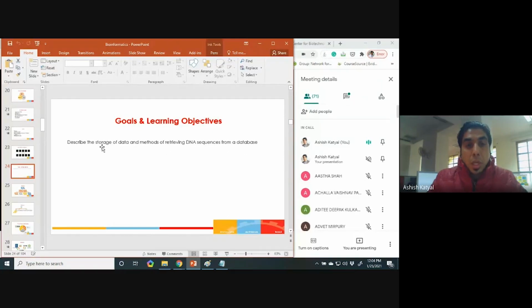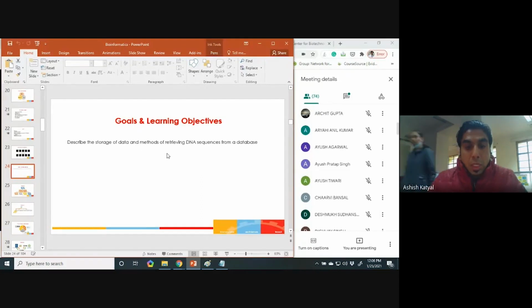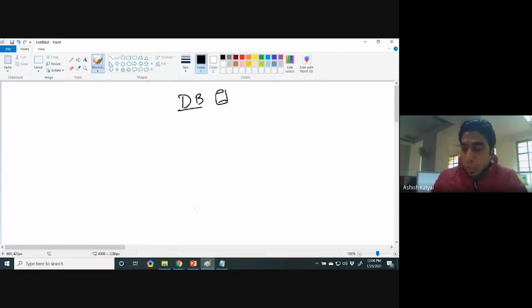Today we are doing storage of data, as well as how to retrieve DNA sequence from the database. What is a database, or what do you mean by the term database? In bioinformatics, we have to make a place where we can store or retrieve certain kinds of data. Can anybody tell me the difference between these four terms?